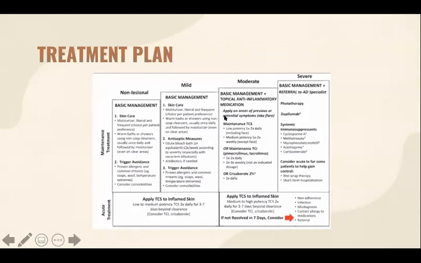Regarding the moderate and severe disease, we will have higher potency of corticosteroid for the same 3 to 7 days beyond the clearance of the lesion. If it's not resolved within 7 days, we can consider patient factors such as non-adherence or physician factors, including misdiagnosis, or complications such as infection or contact allergy to the medication.